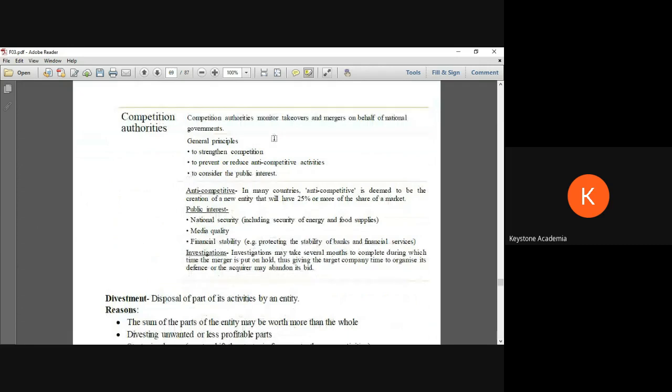Competition authorities' main role is to work for the benefit of society. Anything more than 25%, they will see as anti-competitive. They will see it can lead to monopoly. It's not always they will stop us. Sometimes they will just take time and delay it so much that the deal might get cancelled.